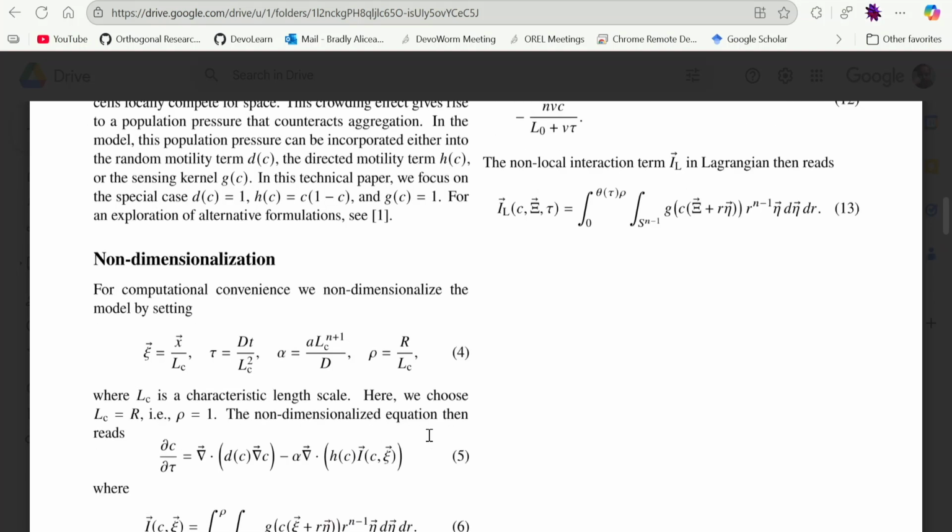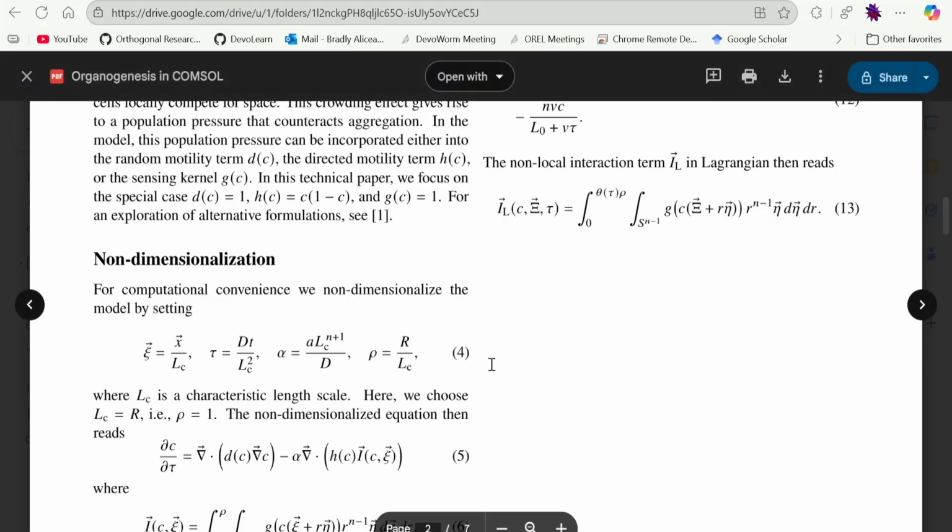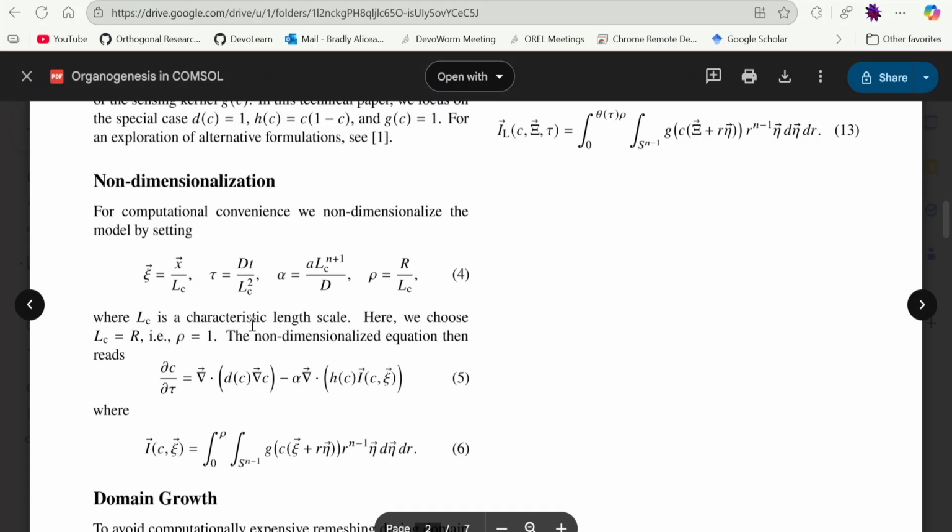And so then they do this non-dimensionalization. They non-dimensionalize the model by setting, where LC is the characteristic length scale. Here we choose LC equals R. So this is just a constant value. The non-dimensionalized equation then reads, and this is the partial differential equation here, and then this is the other part here, where they vectorize it, I guess.